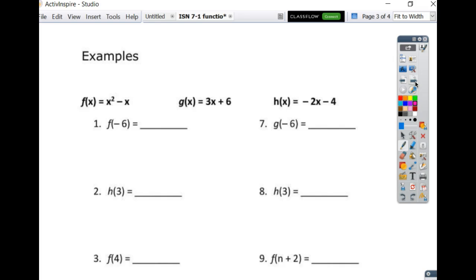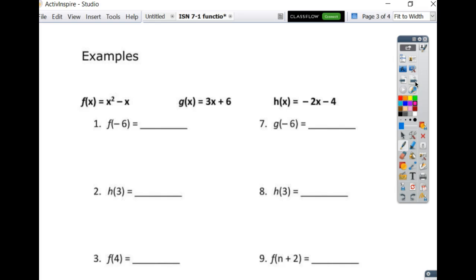Here's why the letter in front is important. Look, this one, what letter is in front? F. So I'm going to use the f function. This one, what letter is in front? G. So I have to use the g function. Here's the h, so I have to use the h function.